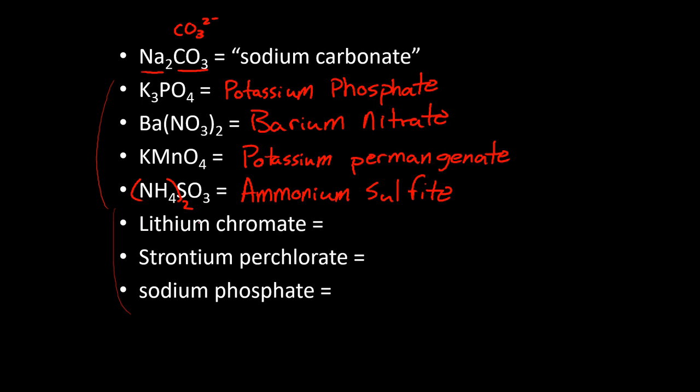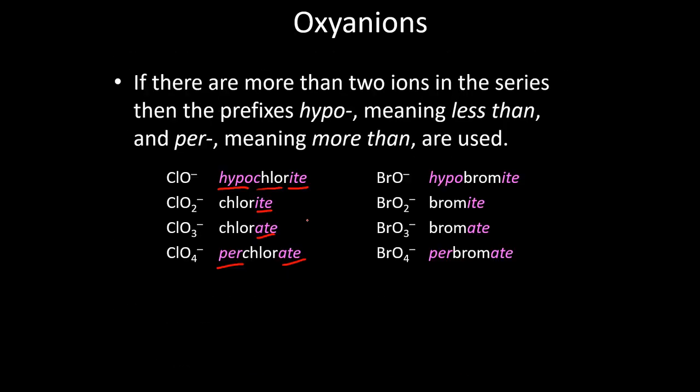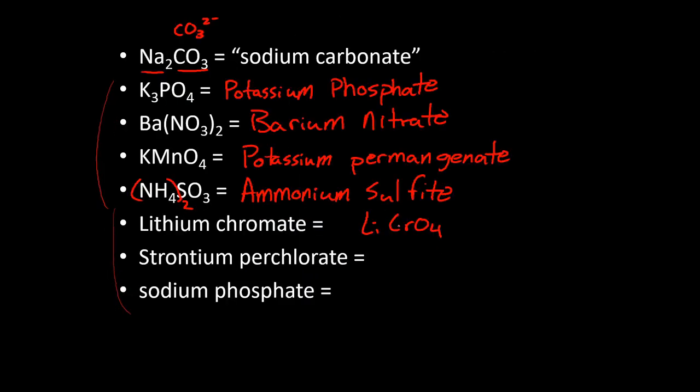Okay, lithium chromate is the name that's given to us. So we know we have lithium. We know that we have chromate. If we go back and look at our list here, chromate has a -2 charge. So if this is a -2 charge, lithium has a +1, we need 2 lithiums to balance out the charges. Because again, we still have to get the charges balanced. We can't just stick lithium and chromate in there and call it good. We have to make sure that the charges are balanced.